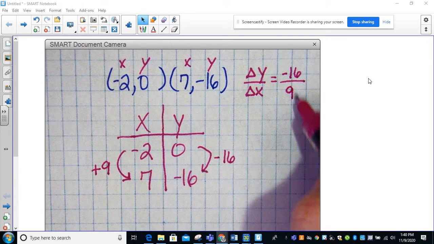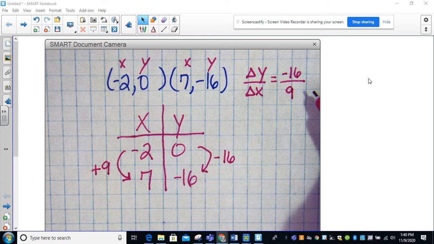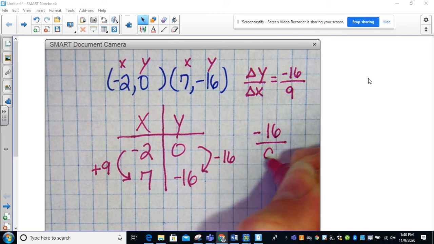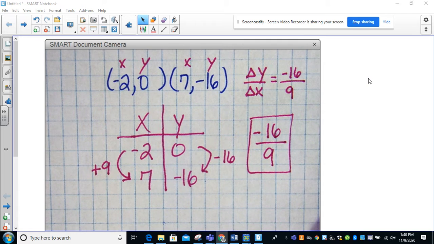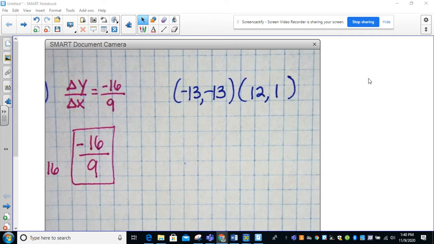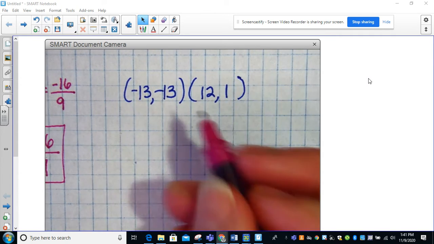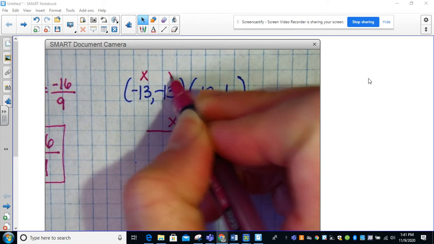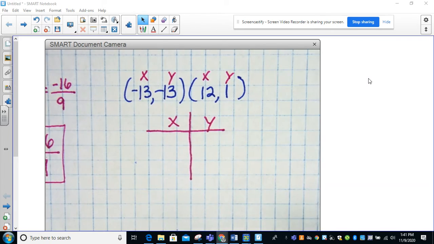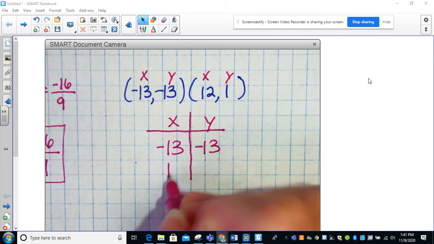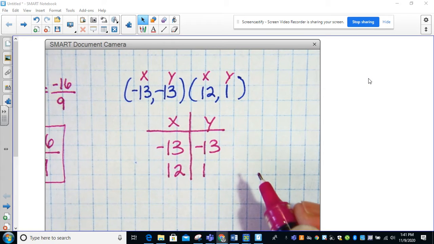Now, if this can be simplified into a whole number or a reduced fraction, you can do that. This one cannot, and so the slope for the first problem is -16 over 9, and it is okay that it's an improper fraction. The second one, again, make a table. X's and Y's. This is an X, this is a Y, this is an X, this is a Y. So my first point, if you want to do it this way, is -13, -13. And my next point is 12, 1.